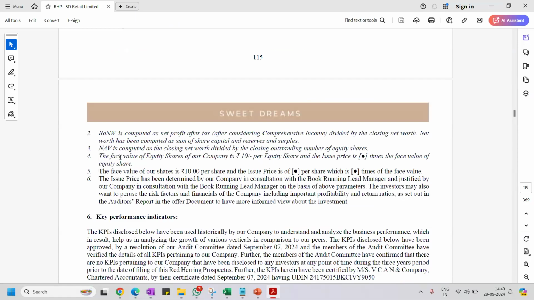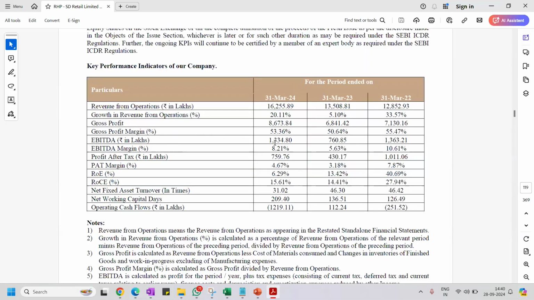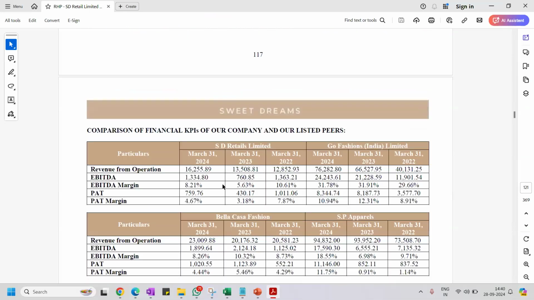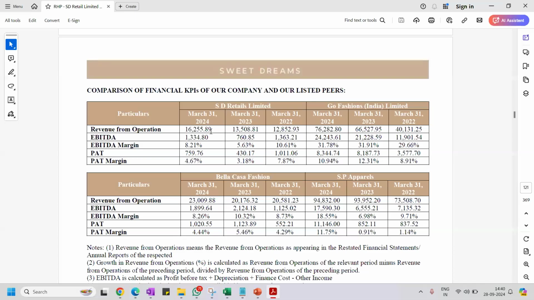If you go below, you will also be able to see the companies' margins, along with this company as well. For an example, here you can see SD Retail has roughly around 8.5 margin, while Go Fashion has around 32%. Bella Casa is again in a similar range as SD Retail, while SP Apparel has a better margin than that. So here you will be able to compare the operating margin of the company that we are looking at versus its peers, and then you decide whether this particular company has what it takes to make it big.